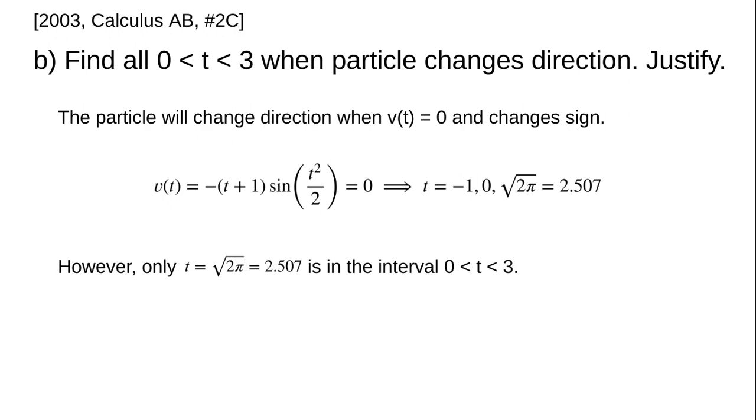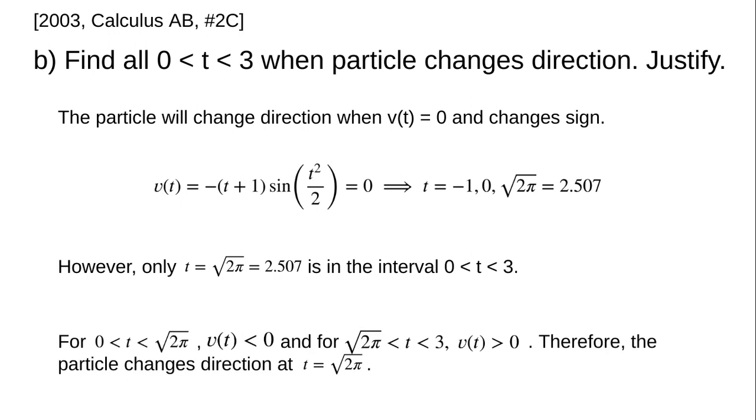All right, so only t equals the square root of 2 pi is in the interval. So let's split that interval from 0 to square root of 2 pi and then from square root of 2 pi to 3. In the interval from 0 to square root of 2 pi, the velocity function is going to be negative. And for the interval from the square root of 2 pi to 3, the velocity function is going to be positive. Therefore, we know that the particle does in fact change direction at t equals square root of 2 pi.